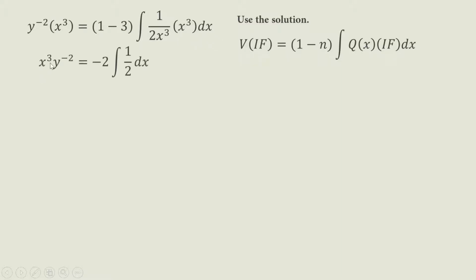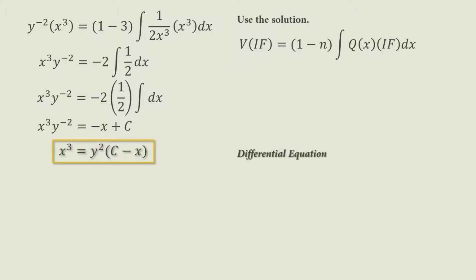Simplifying, that is x cubed y raised to negative 2. 1 minus 3 will result to negative 2, and x cubed will be cancelled, so 1 half dx will be the remaining value under the integral sign. And transferring out 1 half from under the integral sign, that will be equal to negative x plus c. And simplifying, making the exponent of y positive, you have to multiply both sides of the equation by y squared. So that is x cubed is equal to y squared times c minus x, our solution to the differential equation.